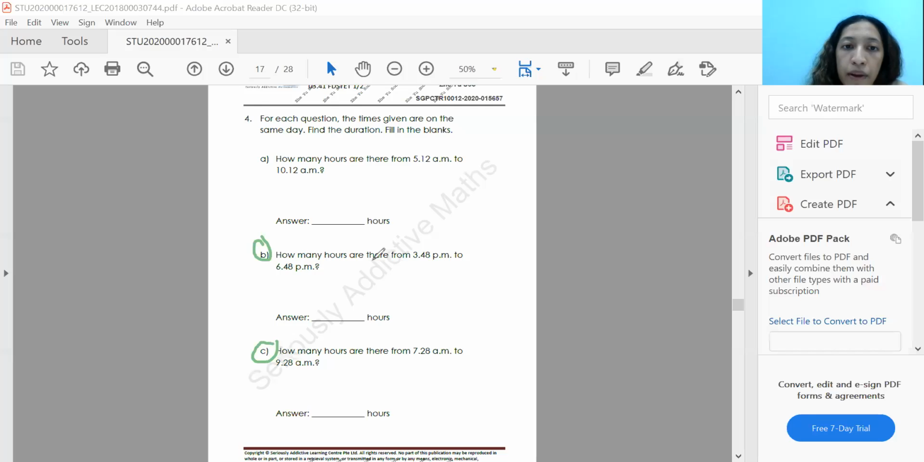All right, so how many hours are there from 3:48 to 6:48? 3, 4, 5, 6. So there are 3 hours. And how many hours are there from 7:20 a.m. to 9:28 a.m.? So 7, 8, 9. So pretty straightforward, right? Just 2 hours. All right, so I hope all of you got that. So let us move on.